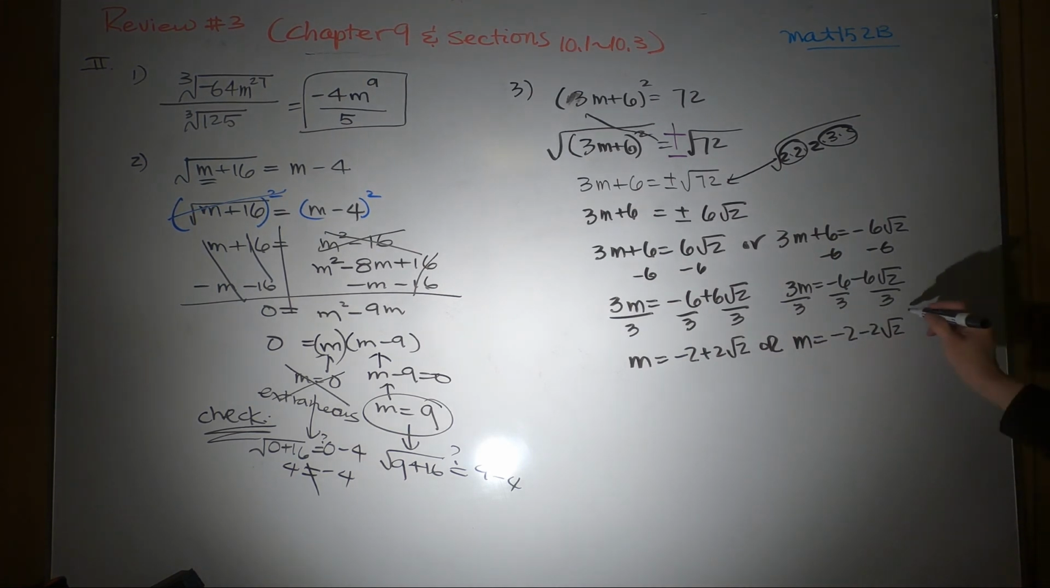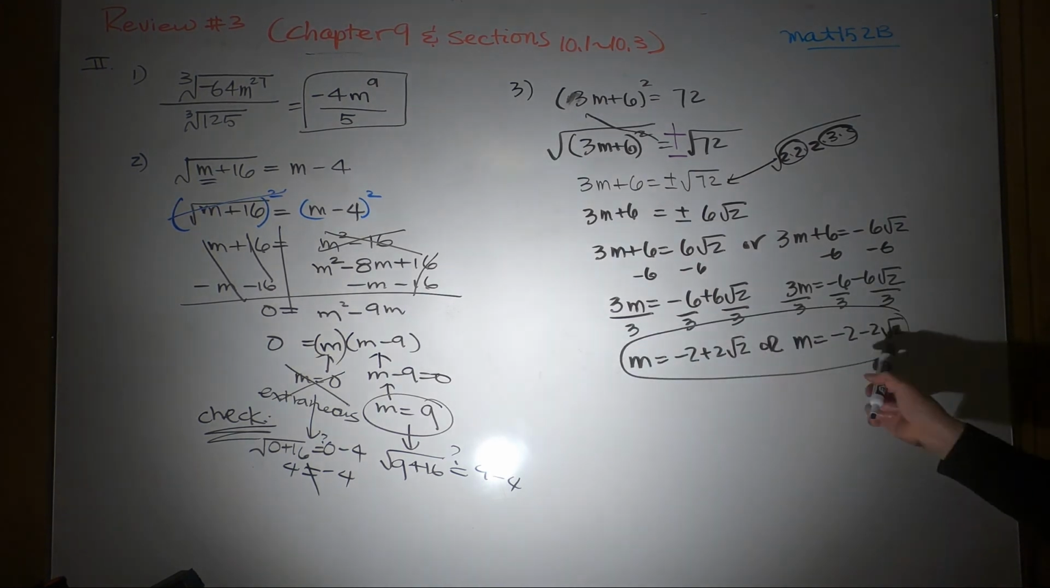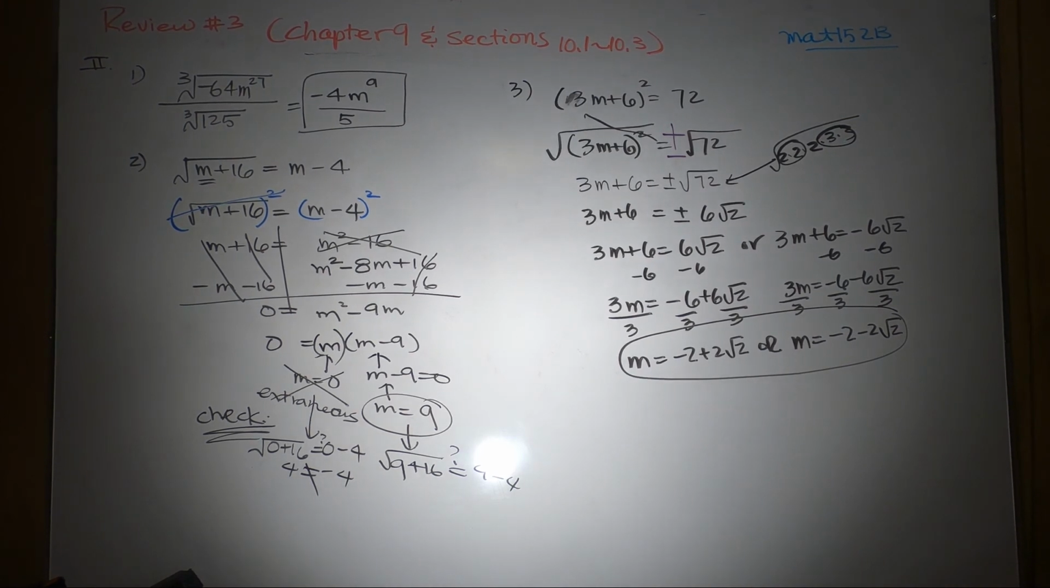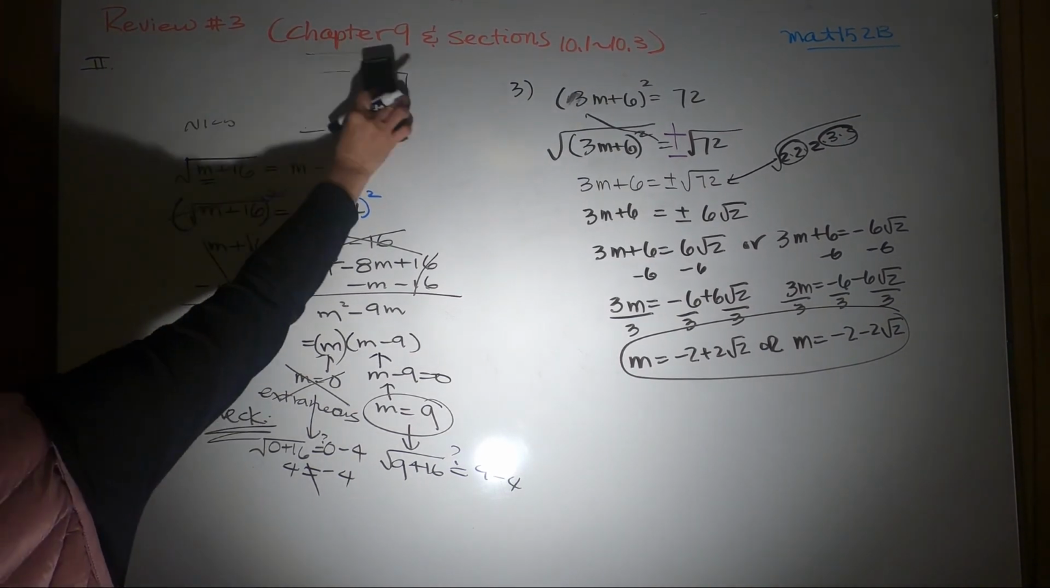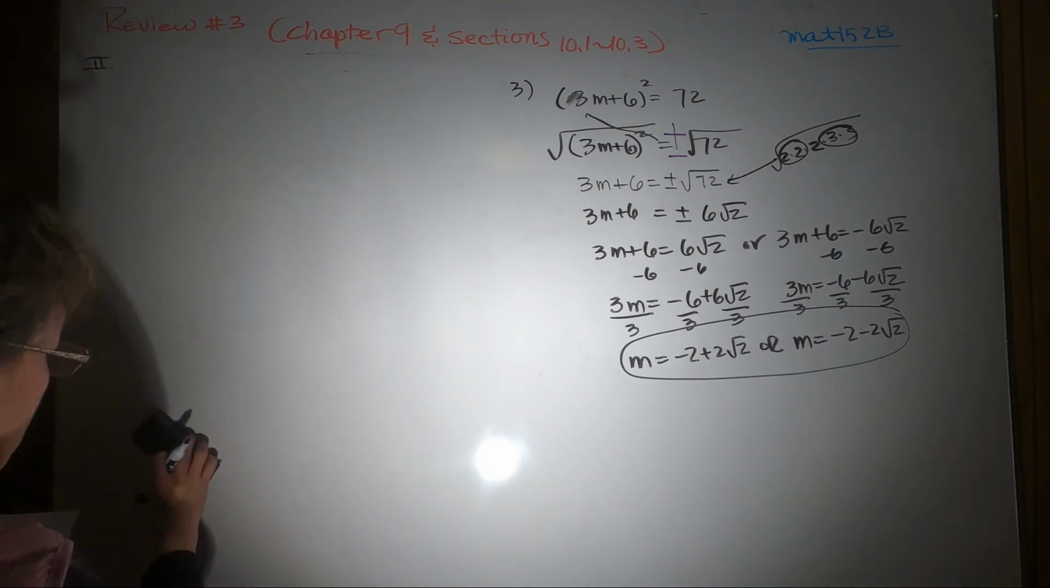right? When you have radical answers, they are conjugates of each other always. Okay? Or you write the answer together, becomes what? Negative 2 plus minus 2 square root of 2. Right?